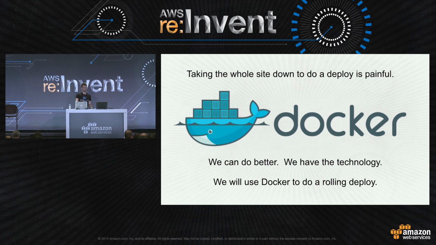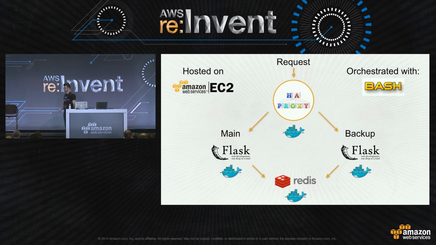Taking the whole site down to do a deploy is really painful, and we can do better. We have the technology. So what I'm going to show is a demo of using Docker to do a rolling deploy. We're going to hot update the application in place while people are still accessing and using it. This is a little bit of what the architecture looks like. We have everything hosted on EC2, so not only am I running the actual Docker commands from an EC2 instance in the first place, but I'm communicating with a remote Docker daemon that's running on another EC2 instance. That's where our actual website is hosted in a container. A request goes in through HAProxy, and HAProxy load balances out to two different backends, right?